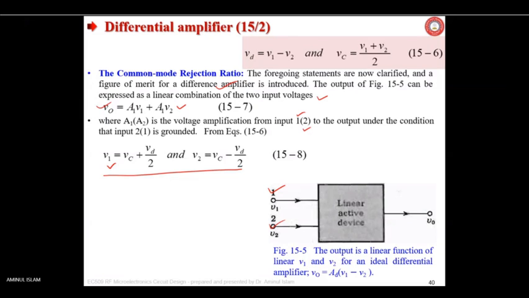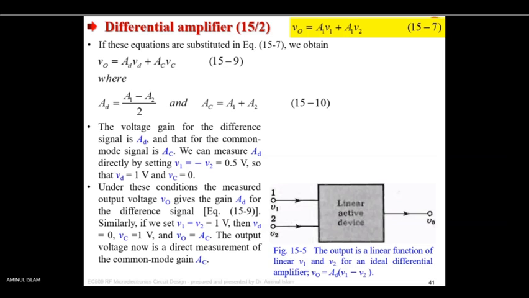If you look at this equation, you can very well get it. If these equations are substituted in this equation 15-7, we get VO equals AD VD plus AC VC.